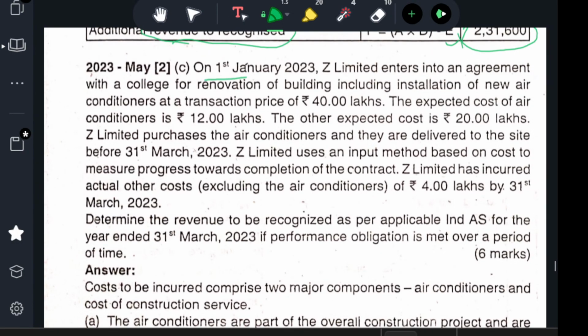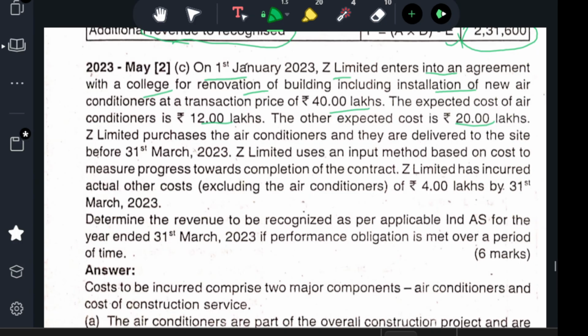On 31st January 2023, AZ Limited enters into an agreement with a college for renovation of a building, including installation of a new air conditioner, for a transaction price of 40 lakhs. The expected cost of the air conditioner is 12 lakhs, and the other expected cost is 20 lakhs, making 32 lakhs.